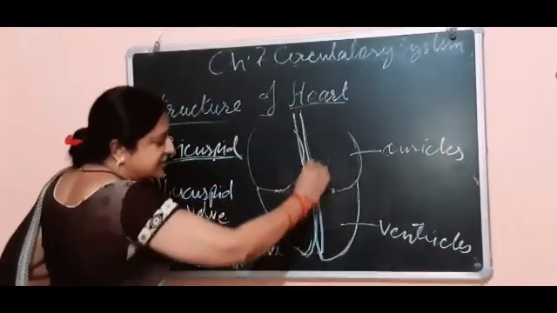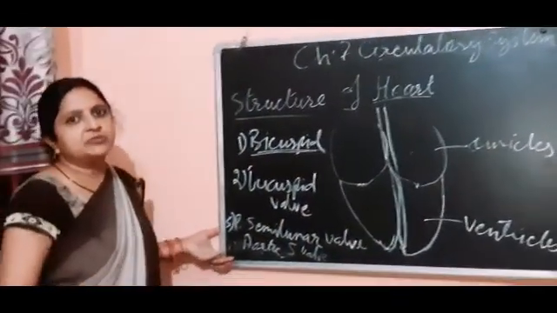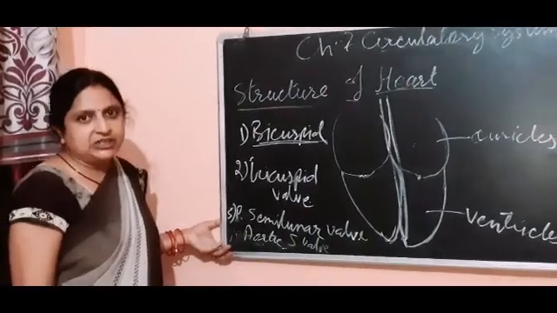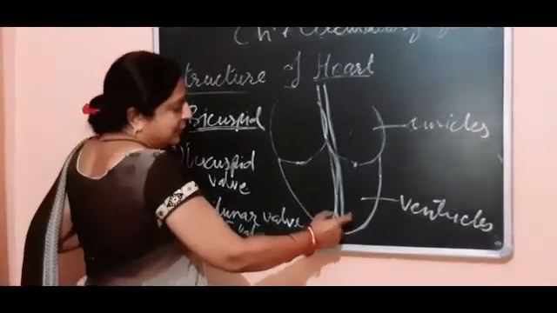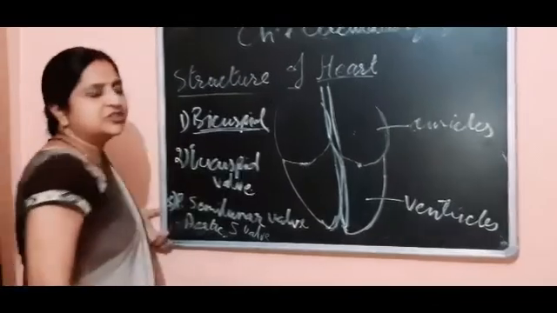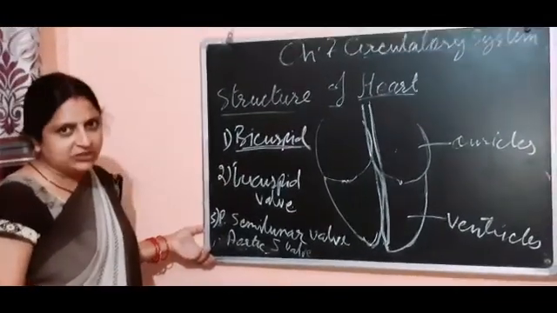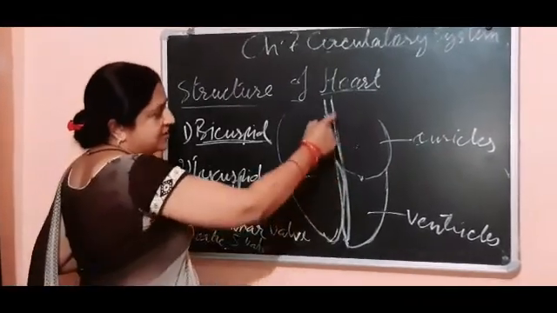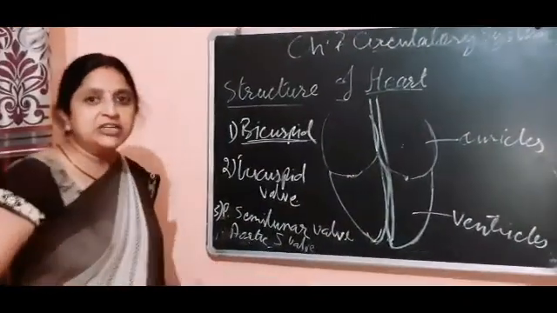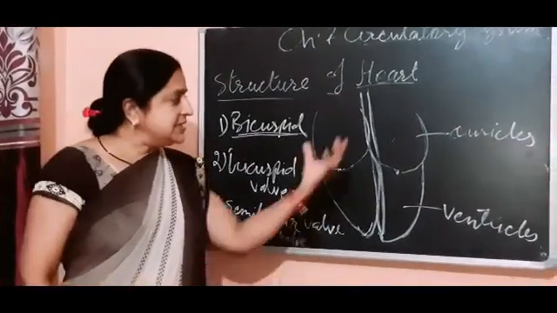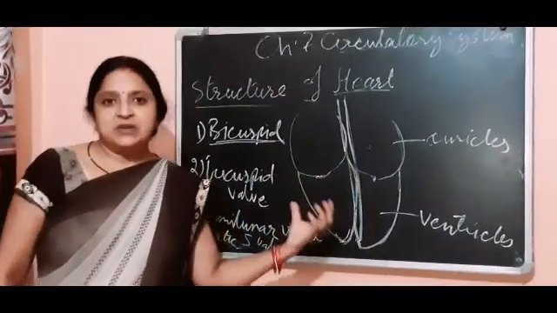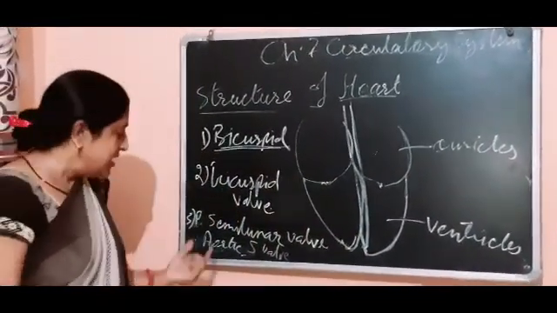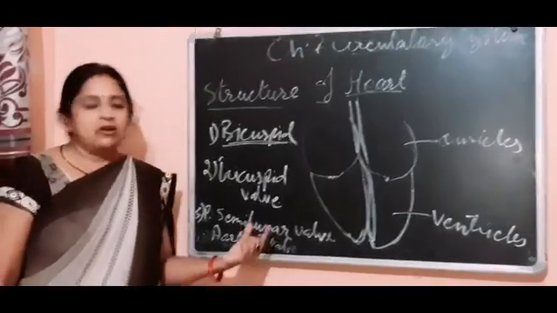The aorta is the largest artery which is coming out from the left ventricle, and it is responsible for distributing the blood throughout the body. Distributing, not collecting. The mouth of this aorta is guarded by the aortic semilunar valve.